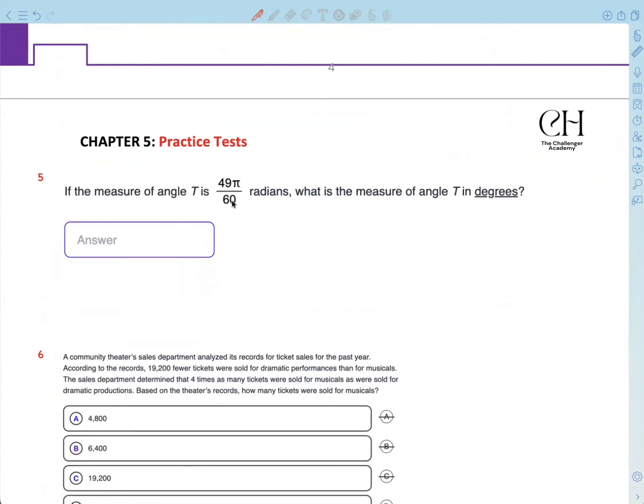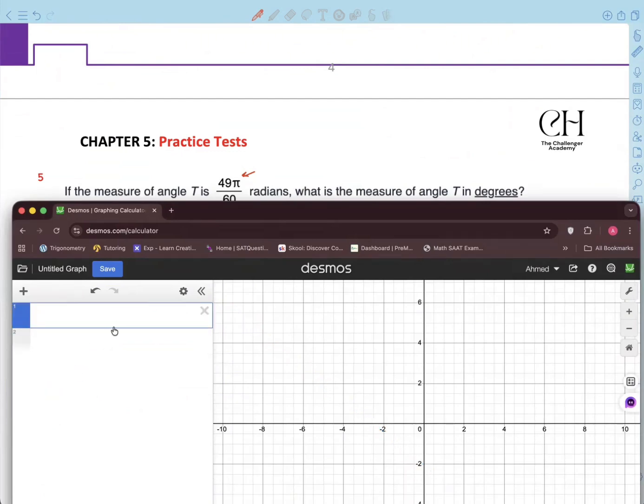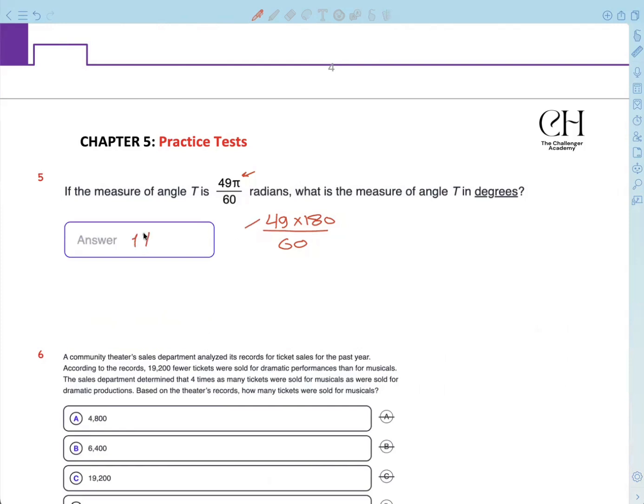If the measure of angle T is 49 pi over 60 radians, what is the measure of angle T in degrees? In degrees, it means you replace pi with 180. So we'll just multiply 49 times 180 divided by 60. Let's check it together. We can use Desmos also to answer this question. We have 49 times 180 over 60. It will be 147. So it's 147. We used Desmos to answer this question.